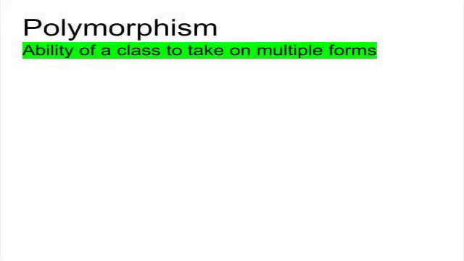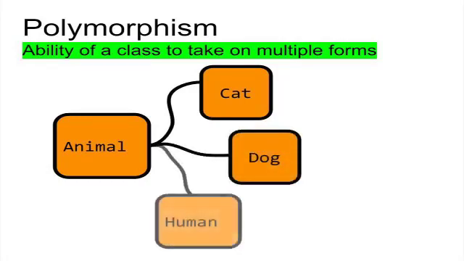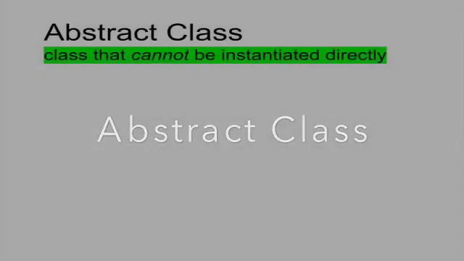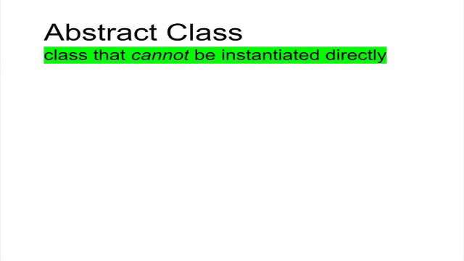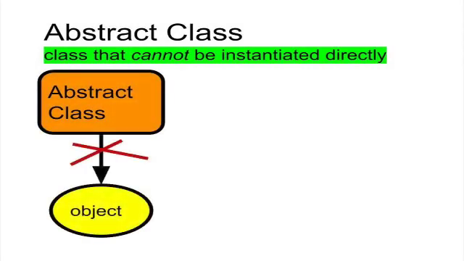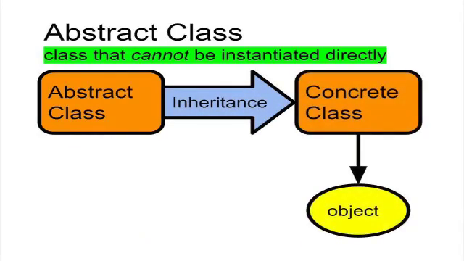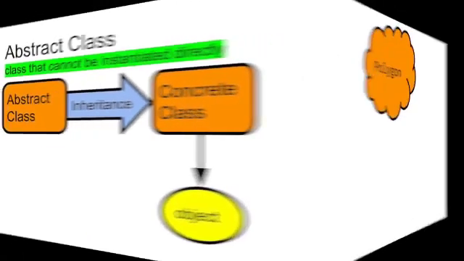Polymorphism comes from the word polymorph, which literally means a thing with many forms. In object-oriented programming, polymorphism is the ability of an abstract base class to take on multiple forms through its derived classes. An abstract class is a class that cannot be instantiated as itself. Instead, it serves as a base class from which more concrete classes inherit their attributes and behaviors.